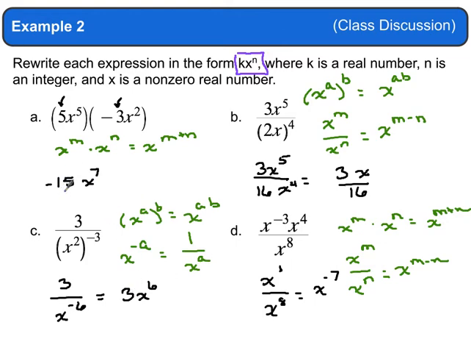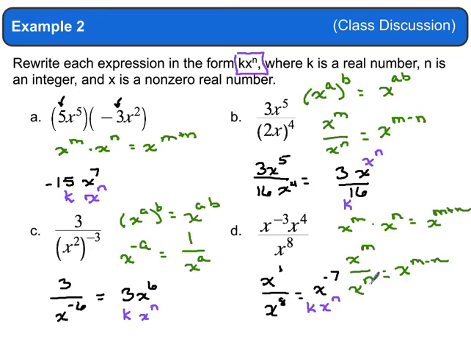The negative 15 is our k. This is our x to the n power. This 3/16 is our k. Again, we have our x to the nth power. n is 1 this time. Here's our k. Here's our x to the nth power. And again, our k here is a 1. And we see our x to the n power. In this case, n is negative 7.